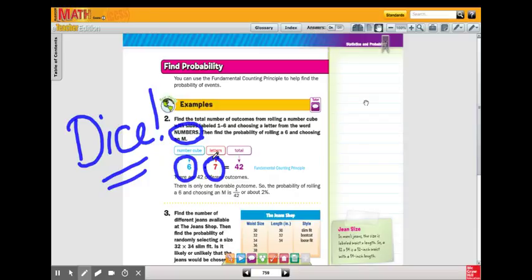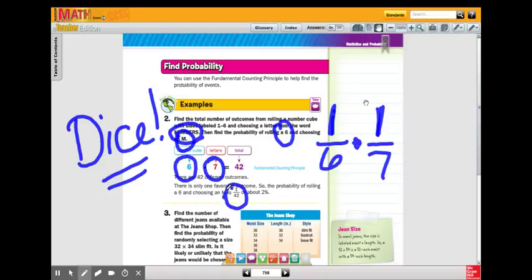And then you need to know the probability of rolling a 6 and choosing an M. So this is where you get what we've talked about before, where on the first one you have 1 out of 6, and on the second one you have 1 out of 7, because there's only one 6 on the number cube, the dice, and one letter M. So that is compound probability, 1/6 times 1/7. That's where you get this 1 out of 42 right there.